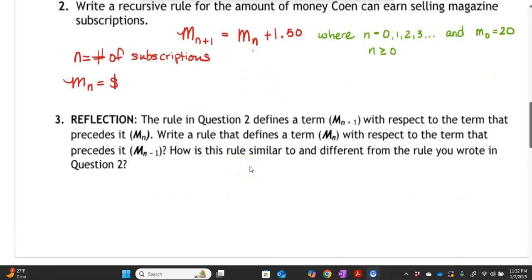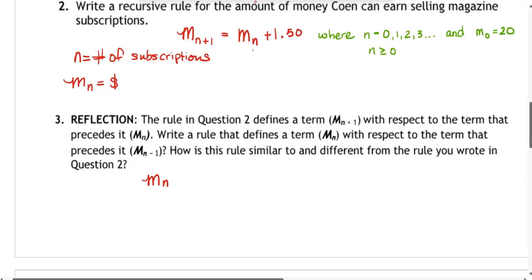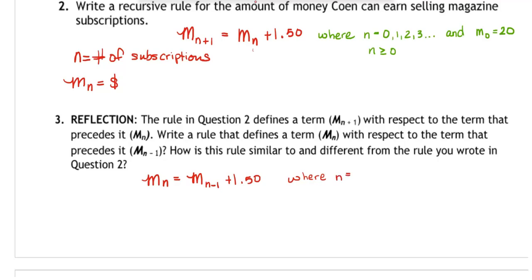Okay, so let's consider what that's going to look like. I have m sub n, and that's going to be m sub n minus 1, right? Because that's the term before it. So this is the term, and this is the term before it. And then I'm adding $1.50. And then here, what I would go ahead and say is where n is equal to, and let's consider what we have here, okay? If I put where n is equal to 0, 1, 2, 3, like I had here, well, what would be 0 minus 1? That would be negative 1.